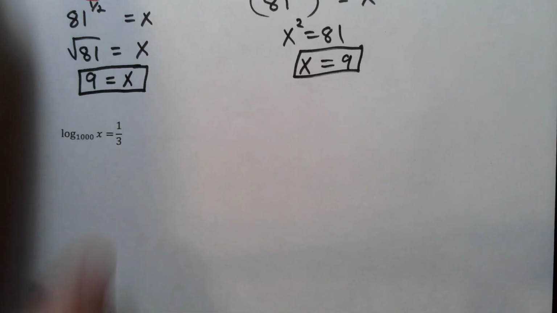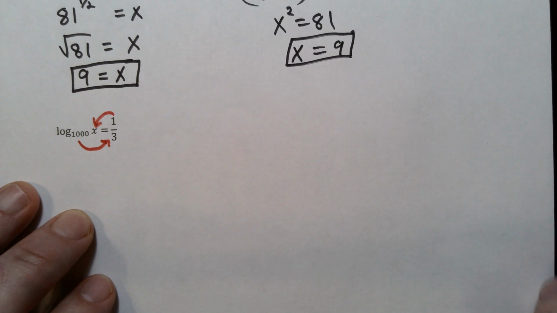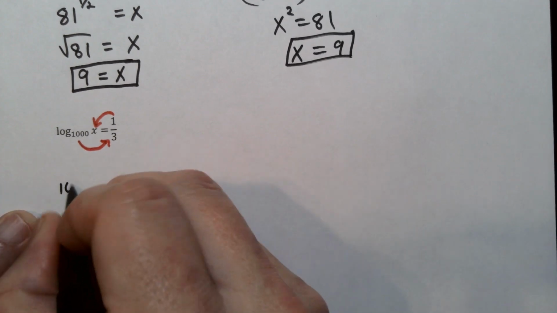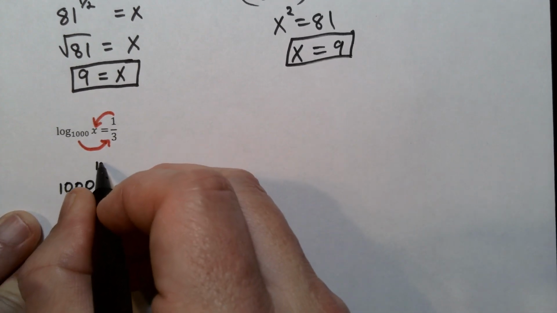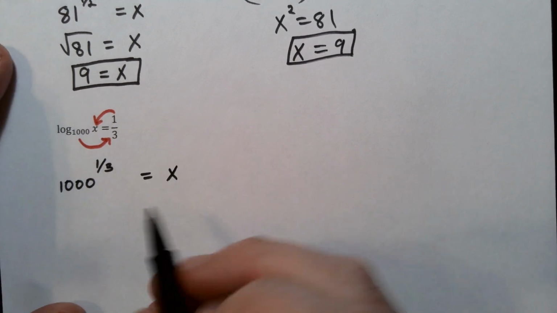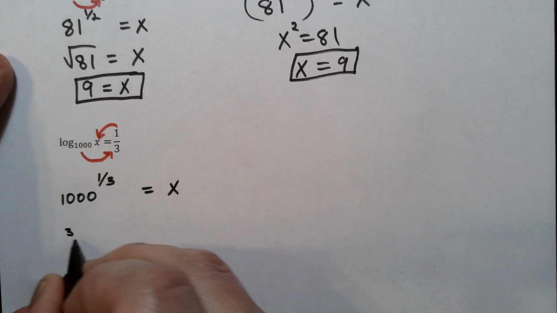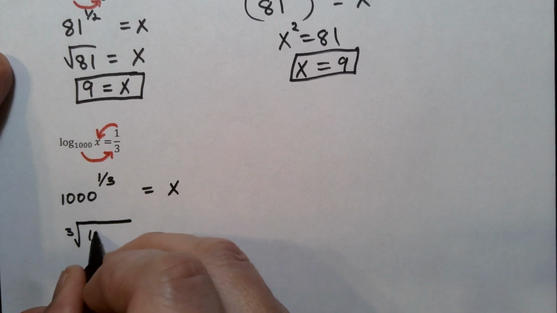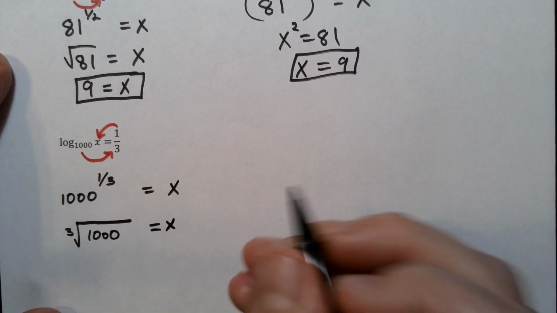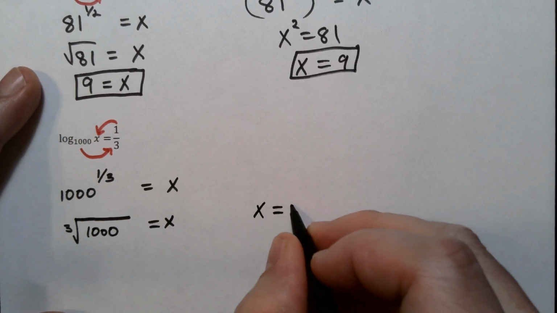Let's do one more. Use the circle method. Here we go. So 1,000 to the 1/3 equals x. Like the half is a square root, the third is a cube root. So this would be the cube root of 1,000 equals x. Your answer is going to be 10, because 10 times 10 is 100 times another 10 is 1,000. So it is going to be 10.